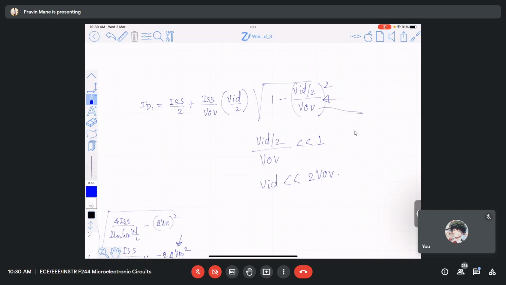How can this factor be reduced? How can it be made very much smaller than 1? Either you should decrease the value of VID or increase the value of VOV. Either I reduce VID or increase VOV so that it becomes very small. What is the disadvantage of increasing the value of VOV?